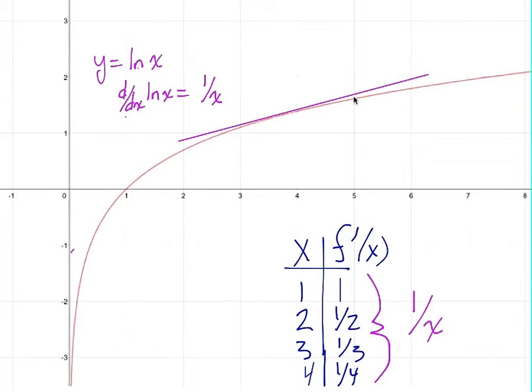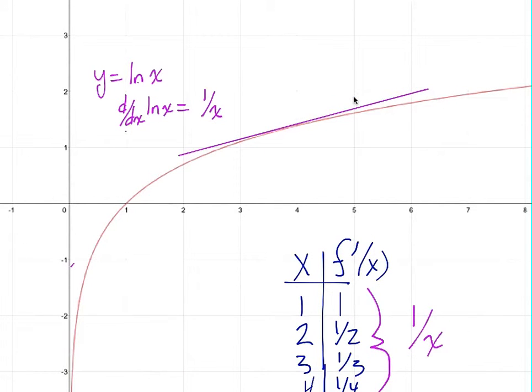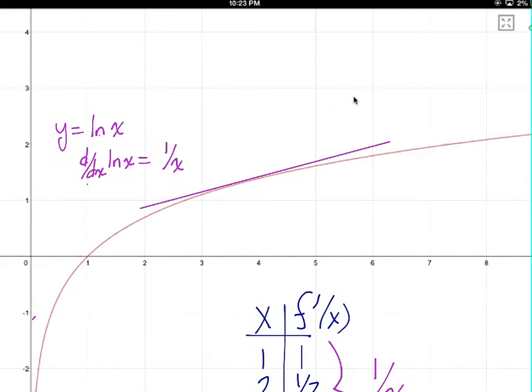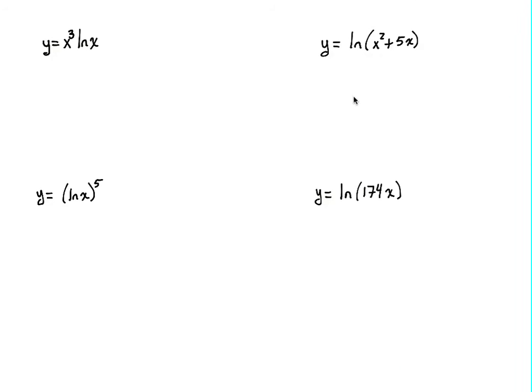In your notes you have a place to write that. This is one of these derivative rules that you're going to want to write down and memorize. You need to know this. The derivative of the natural log of x is equal to 1/x. So now a couple examples. In your notes, this is called example 1. So this right here is example 1a.